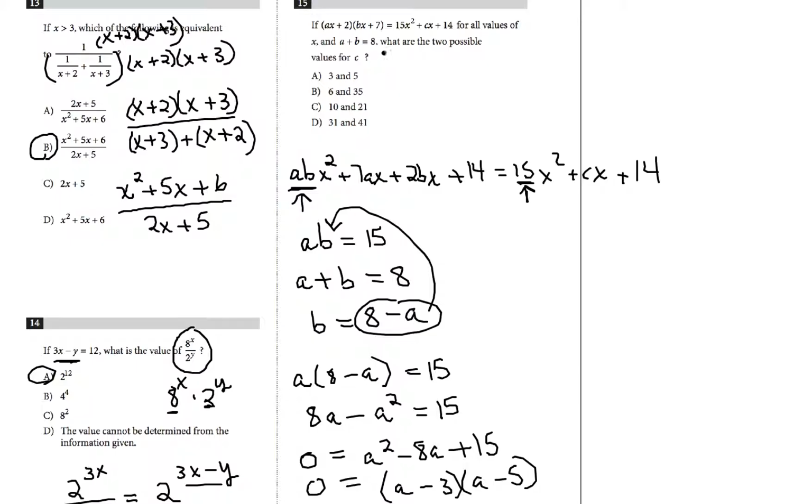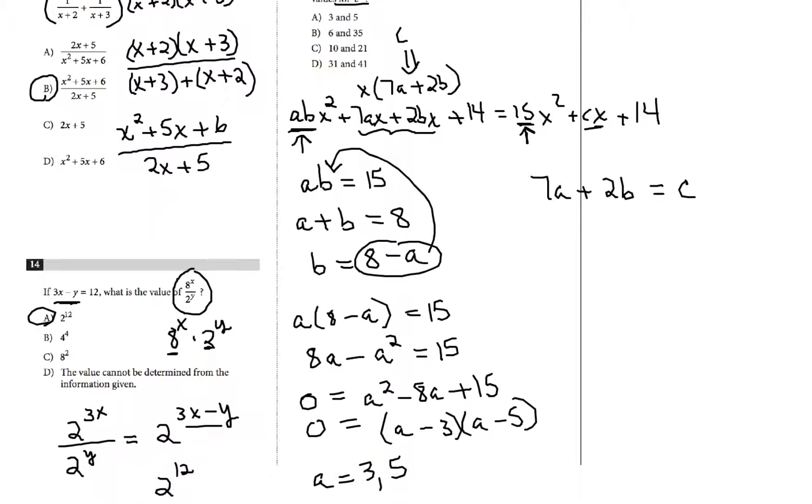Well, they want to know what are two possible values for C. So you have to recognize that, let's take the x out of there, we're going to get 7A plus 2B. I told you this one's difficult. This right here is equal to C, because it corresponds to the coefficient on the other side of the equation. What's beside the x is C. So we have 7A plus 2B equals C.